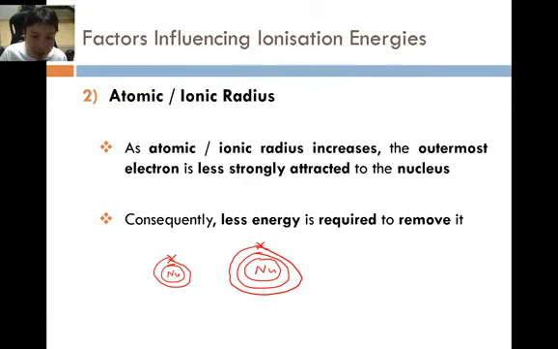So notice that as the electron is further away from the nucleus, as the atomic and ionic radius increases, it will again be less strongly attracted to the nucleus just because of the fact that the distance between the nucleus to the valence electrons will be larger as the atomic and ionic radius increases. So as atomic and ionic radius increases, the outermost electron is further away from the nucleus and hence less strongly attracted to the nucleus. And if it's less strongly attracted, less energy will be required to remove this valence electron, and ionization energy will go down.